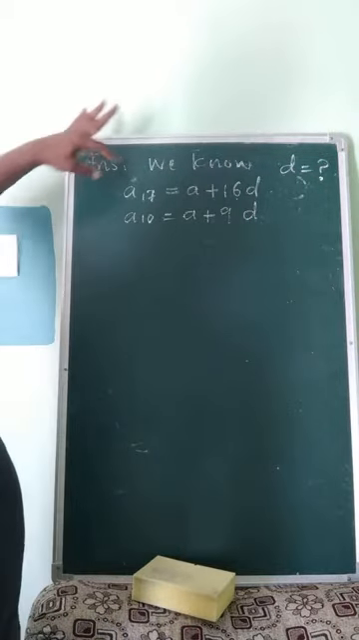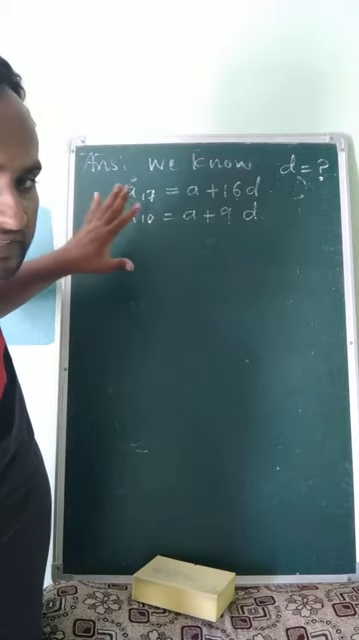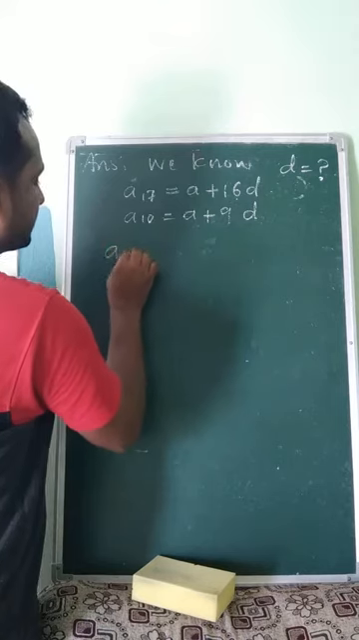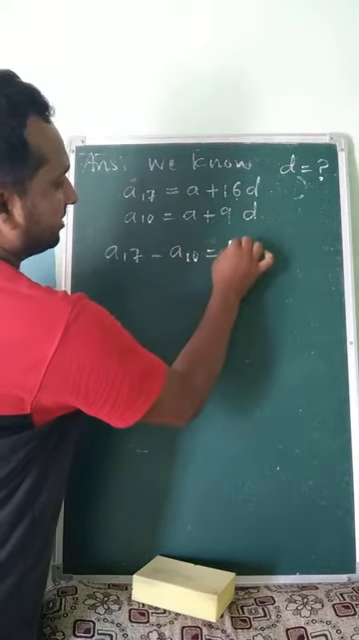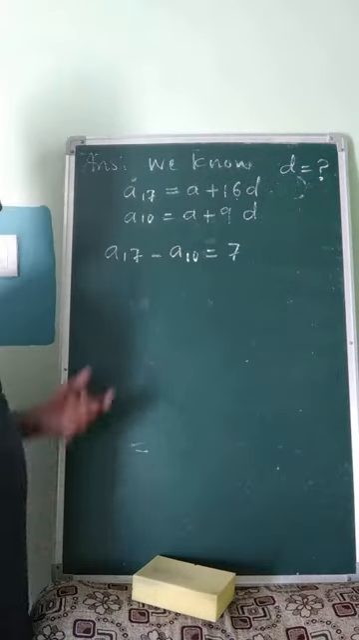Now see that the given 17th term exceeds the 10th term. It means, how to write here? A17 minus A10 is equal to, exceeds by how much? 7. I hope you understood. Now see the next one.